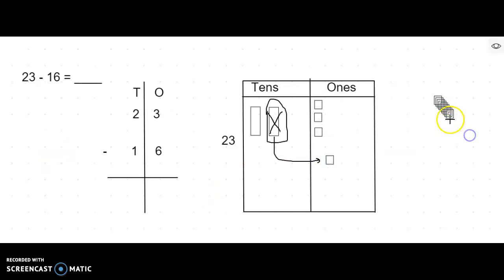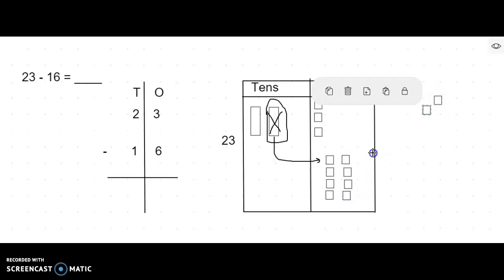1, 2, 3, 4, 5, 6, 7, 8, 9, and 10. Okay, so I took that 10 and broke it apart so it could be 10 ones.